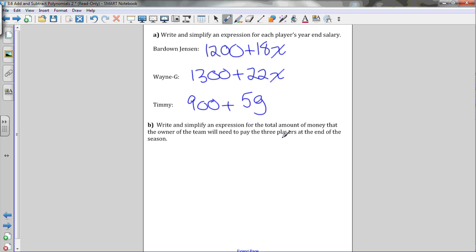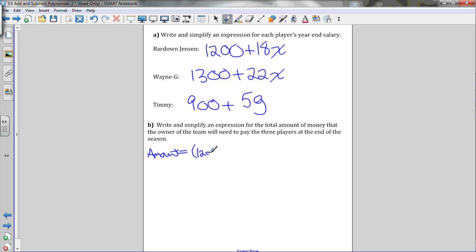So let's write a simplified expression for the total amount of money that the owner of the team will have to pay the 3 players at the end of the season. So let's add all 3 of these together. So we're adding these polynomials together. So total amount equals, I need to add these 3 polynomials.